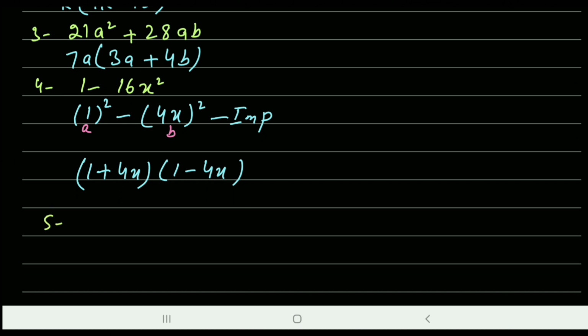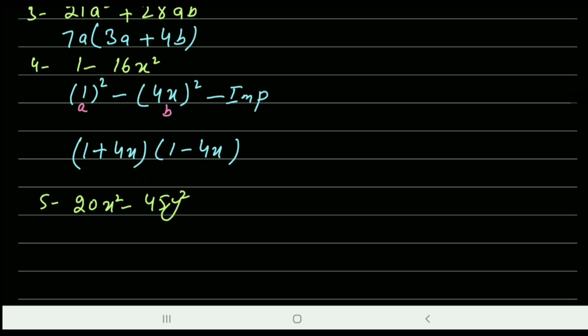so question number 5: 20x square minus 45y square. So first of all we have to check, is there any number common?